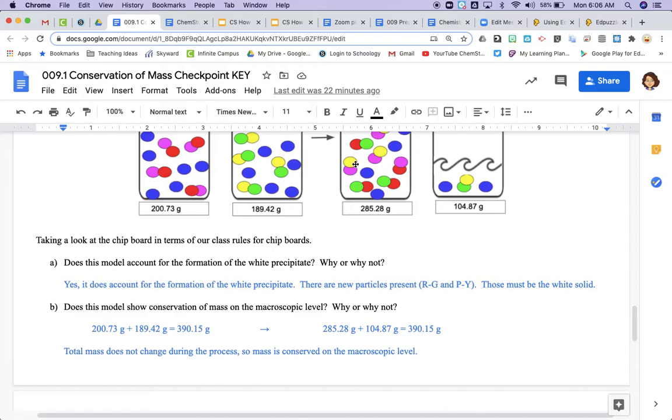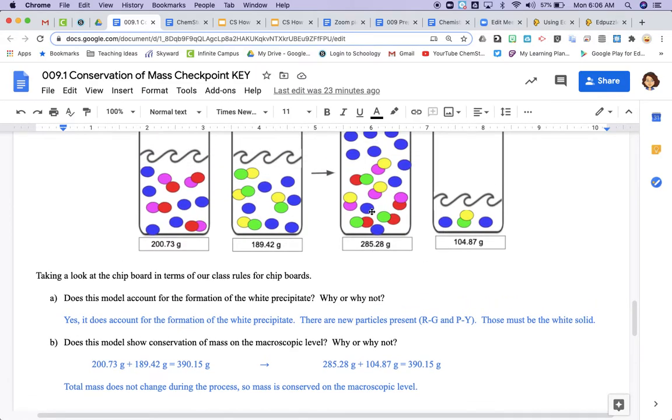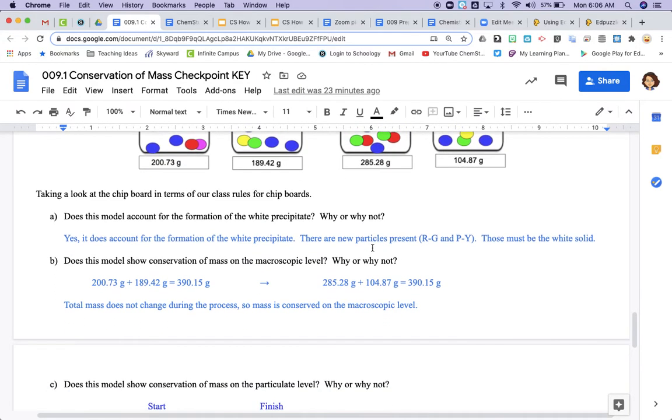There's a purple-yellow combination and there's a green-red combination. Those must be the particles that represent the white solid. As far as showing conservation of mass on the macroscopic level, if I add up the sum total of the 2 containers before the reaction and the sum total of the 2 containers after the reaction, I find out that those 2 things are equal to one another. This little bit right here represents the water and the particles that get left behind when you pour one beaker into the other, and they would account for any mass that might be missing from this beaker over here.